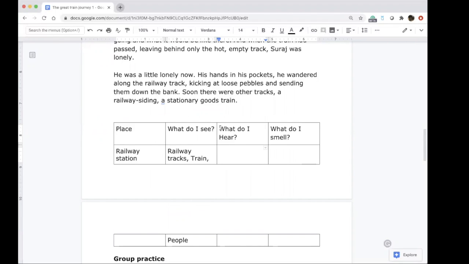The next question we can think of is, what do I hear in the railway station? What kind of sound do I hear in the railway station? Anyone? Noisy trains. Announcements. Yogita, Zubeda, can you think of an example? What do you hear in a railway station? What kind of sound do you hear?